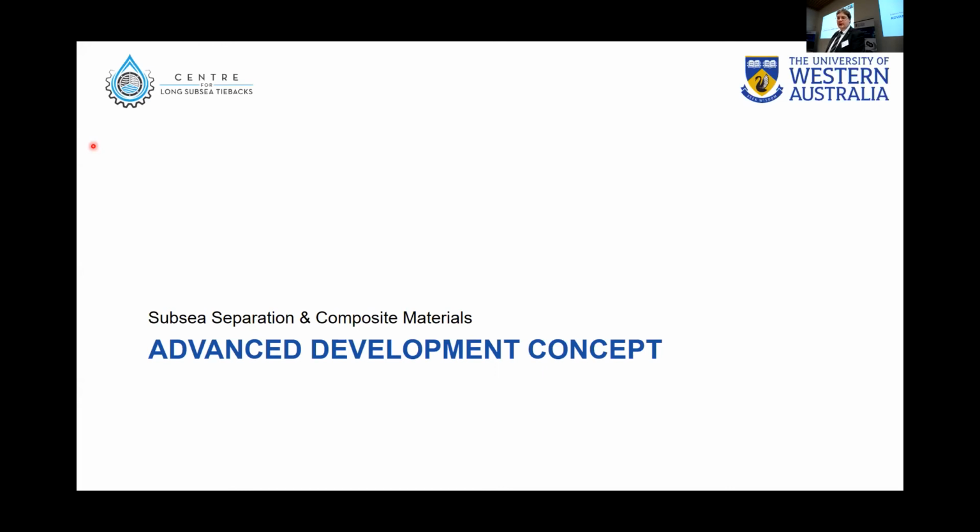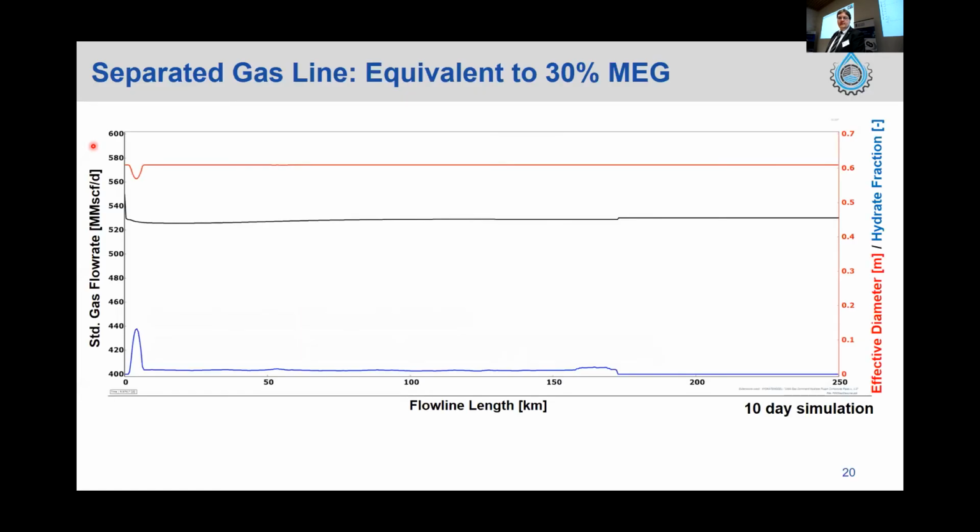We'll look now at this advanced development concept, again through the lens of a couple of different videos. I think we have 4 here. Once again, flow line length, gas flow rate. It's a single gas line now, so our nominal production rate is about 500 million scf per day. And we are looking in red at the effective diameter, blue is the hydrate fraction.